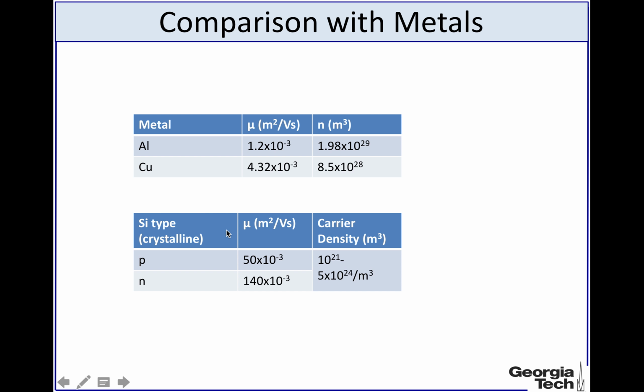So let's finish this lecture by comparing the mobility and typical carrier density in metals and in semiconductors. The first thing that you will see is that in semiconductors, either n-type or p-type, this is a ballpark mobility, and the mobility in a semiconductor is usually much higher than that in the metals, almost 10 times or even more.